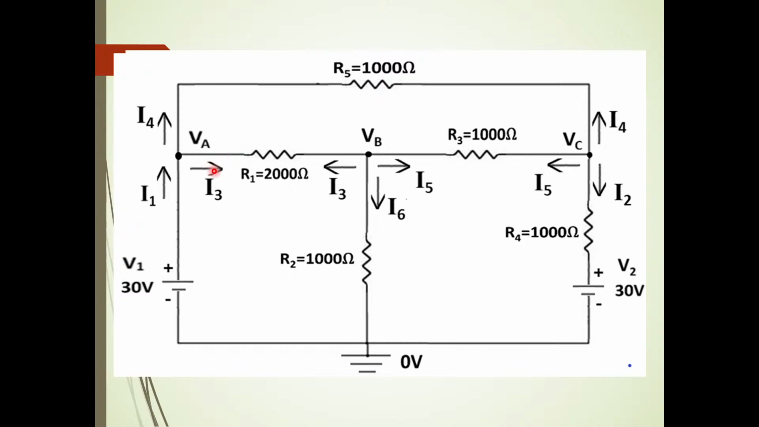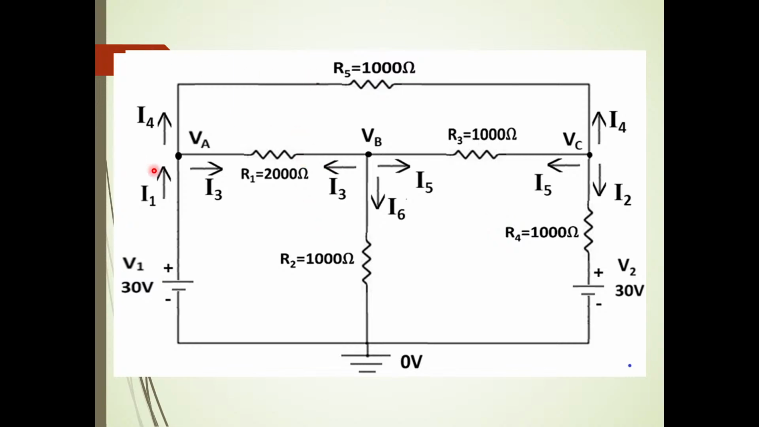See here, I3 currents. The notation I did not change, even though the current directions I might have changed. Similarly across R3, the I5 current I have mentioned. The I5 current directions, you see, are opposite to each other, but the notation I have kept as it is.